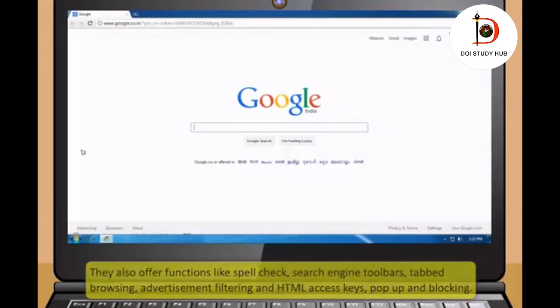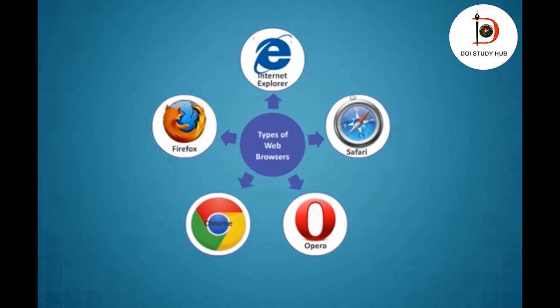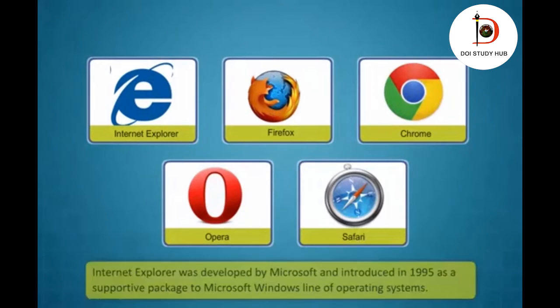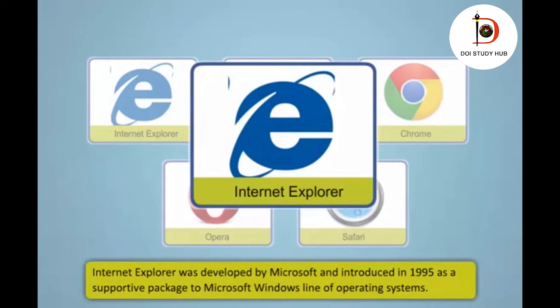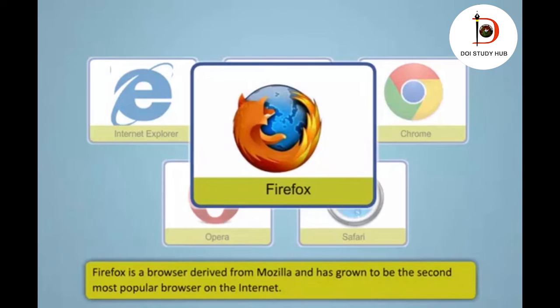Web browsers are application programs that are developed to access information on the World Wide Web. The general features offered by the web browsers include download, bookmarks, as well as password management. They also offer functions like spell check, search engine toolbars, tabbed browsing, advertisement filtering, HTML access keys, and pop-up blocking. Now, let us learn about the different types of web browsers. The different types of web browser are Internet Explorer, Firefox, Chrome, Opera, Safari.